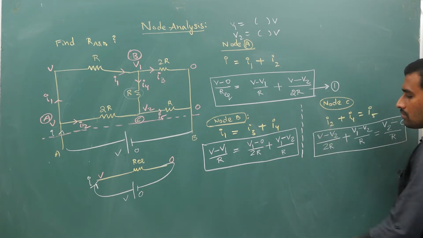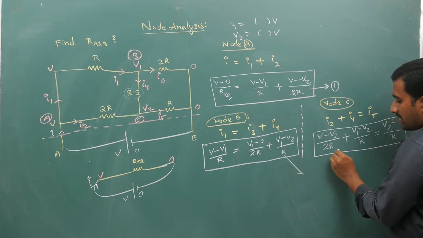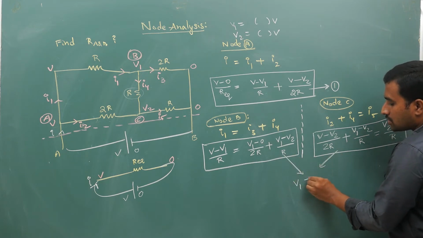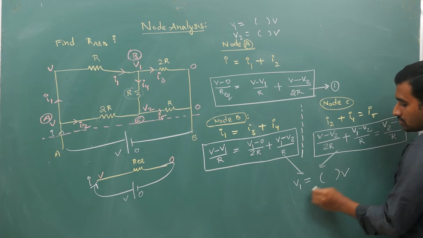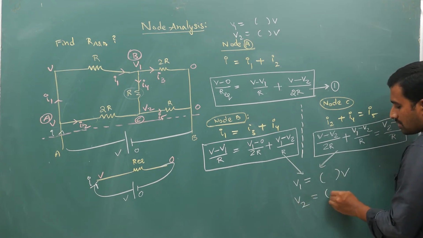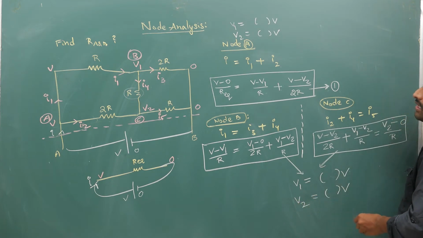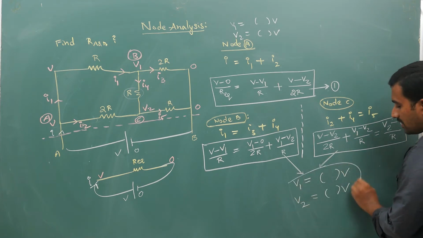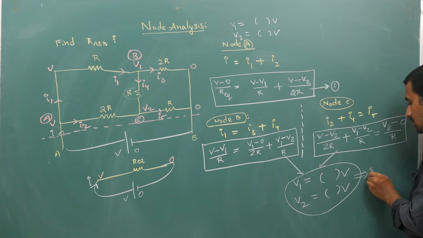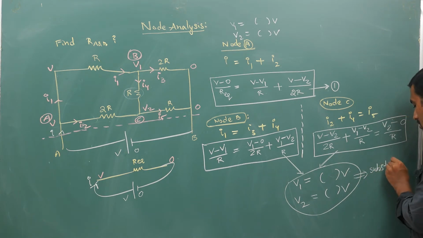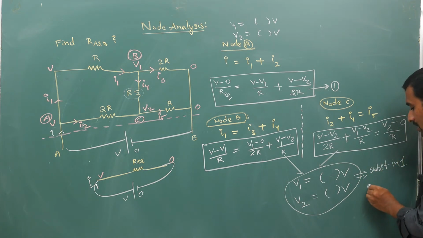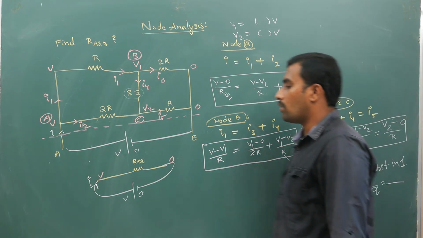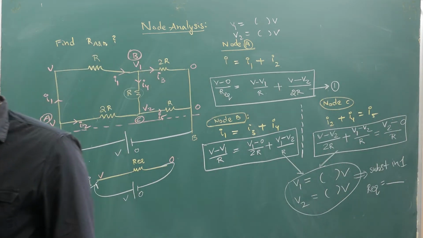Now from these two equations, manage to write V1 equal to something into V, and V2 equal to something into V. Substitute whatever you are getting into equation 1, and you will get R equivalent as some value. This is what you are supposed to do.